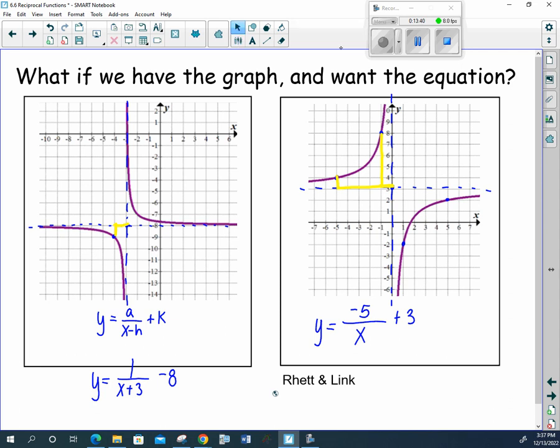So that's just a special rational function we call the reciprocal function, where we just have the two branches diagonal from each other. They're symmetric. So they'll always either be in the second and the fourth or the first and the third.